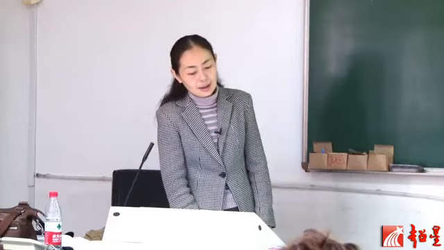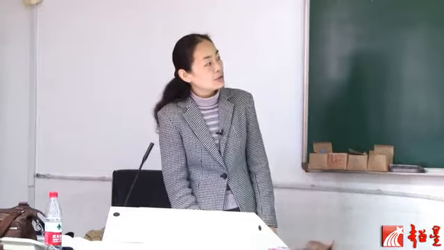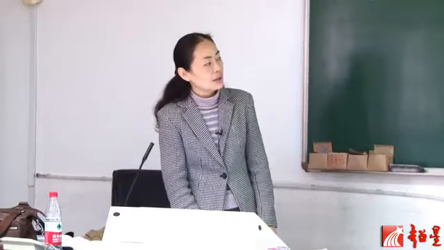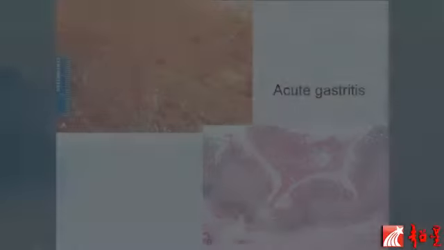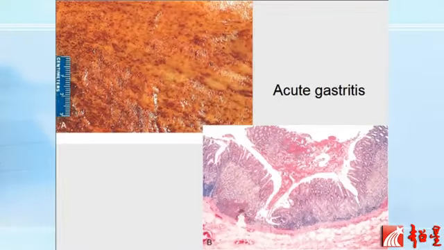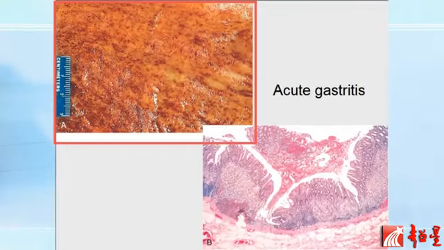And when we find the co-occurring erosion and hemorrhage in the stomach, we call it acute erosive hemorrhagic gastritis. Here is the mucosa of the stomach. We can see the hemorrhage as red spots.